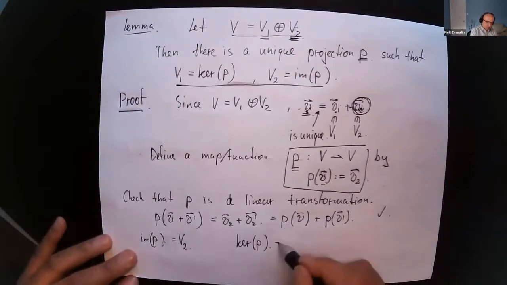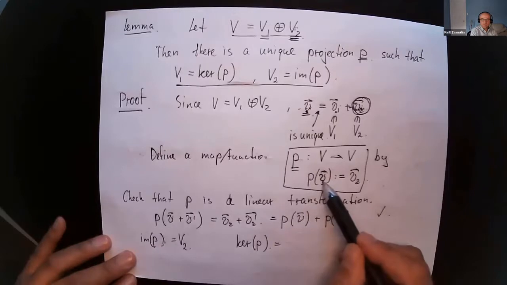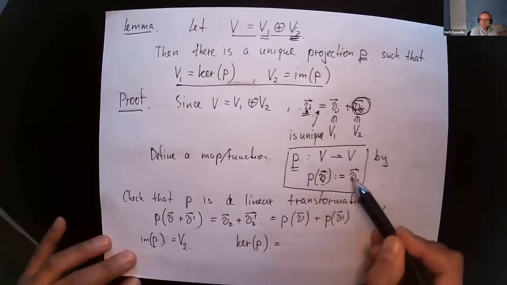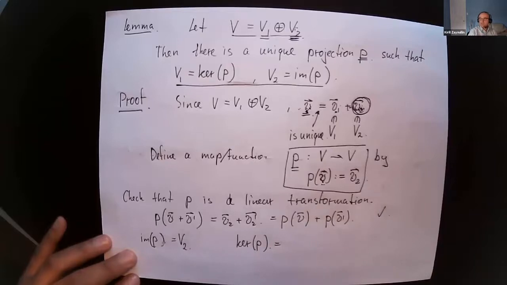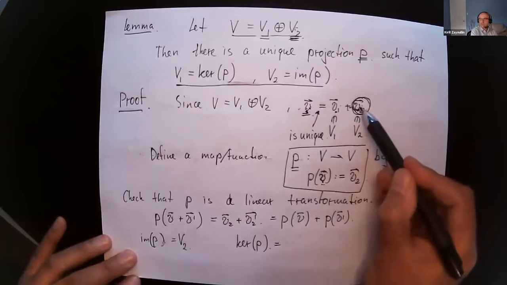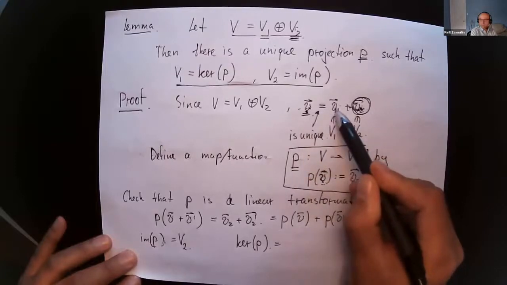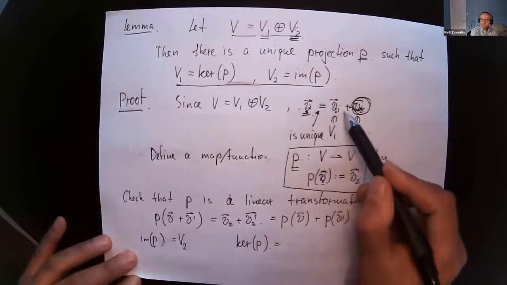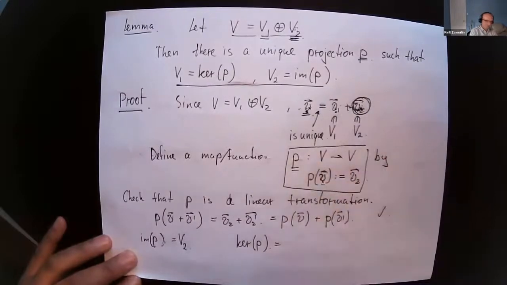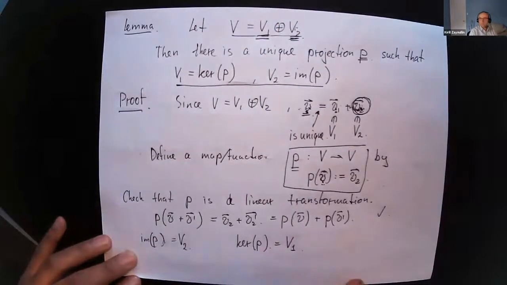If you look for the kernel of P, what's this? It consists of all vectors such that if we apply P, we get 0. So basically it's just a subspace of all vectors where the second component is 0, right? But this would mean that this V is just V1. So the kernel, the subspace of all such vectors, is just the first vector space. Yeah. So that's it.